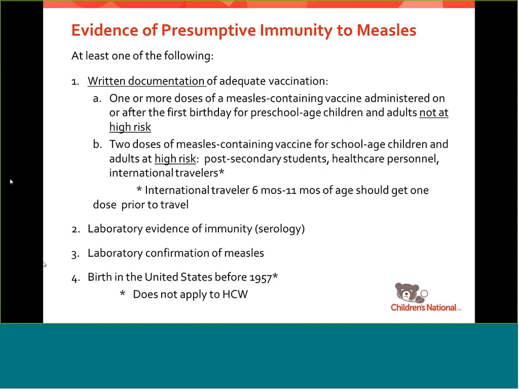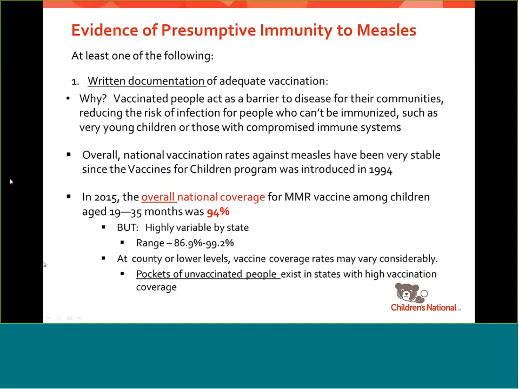If you have laboratory evidence of immunity with serology, you're considered presumptively immune. If you have laboratory confirmation that you had measles, and if you were born in the United States before 1957, you are considered immune, but that does not apply to healthcare workers. That has been removed because there have been breakthrough cases in healthcare workers who were born before 1957.